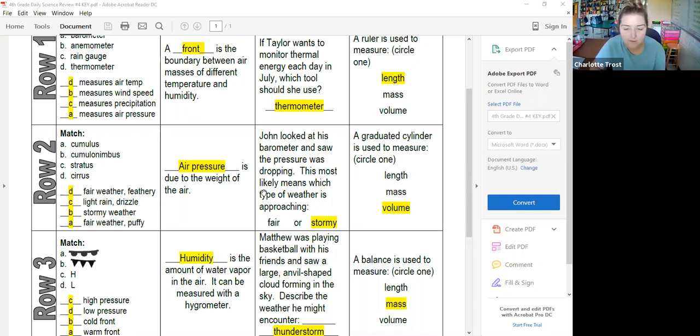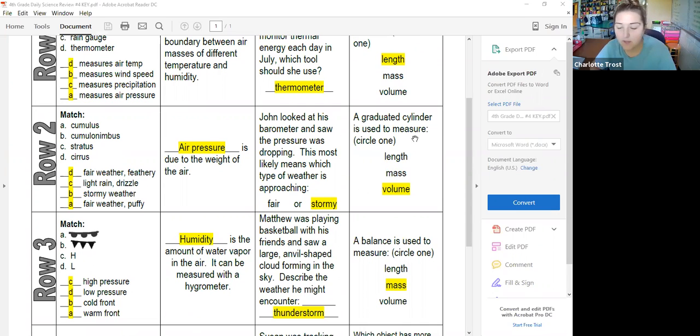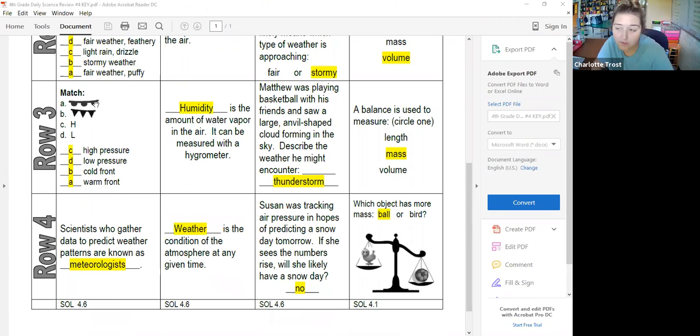I know, crazy. He looked at his barometer and the pressure was dropping. Low pressure means stormy. A graduated cylinder is kind of like a long tube that has a ruler attached to the side where we measure liquid. That measures volume. Then remember what we said about the little symbols. High pressure would be the capital H, low pressure, the capital L. Cold front, remember the triangles, like our icicles, and the warm front are like our little suns, the circles.